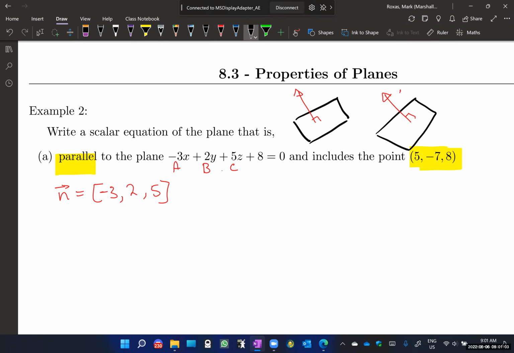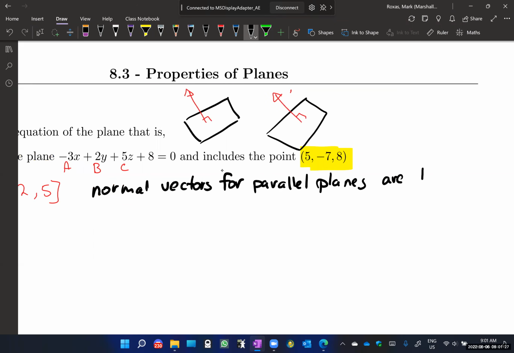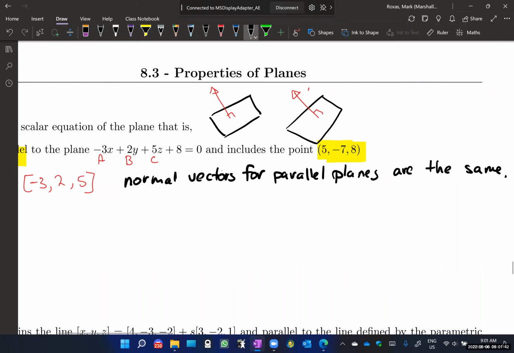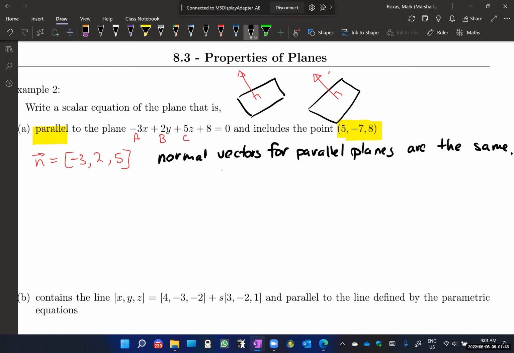Okay, there's no way you can get 2 parallel planes that have a different normal vector pointing in different directions. They have to point in the same direction. So the normal vectors for parallel planes are the same. Or they could be scalar multiples of each other too, okay? That's also a possibility. But for the purposes of this question, you can just take the same normal vector and write it as the one for your new plane.